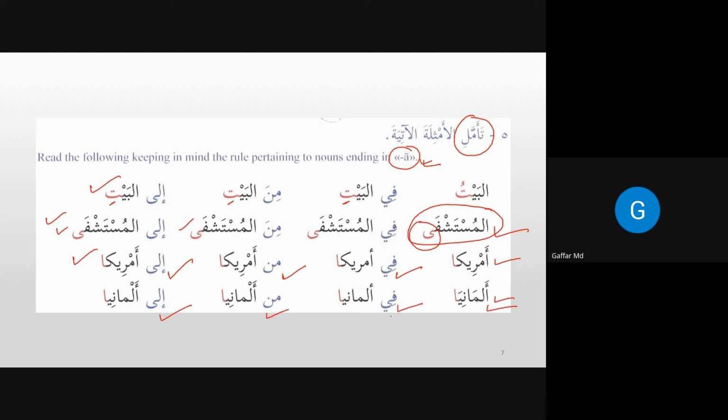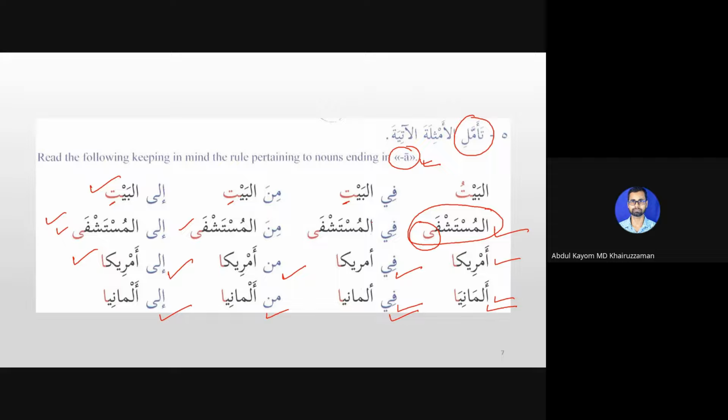Filmania, no, not Filmania. Fi Almania. This is Hamzatul Qata, right? So you have to read this Hamza. Don't say Filmania, no. Say fi Almania, like fi Amrika. But here, this is not Hamzatul Qata.